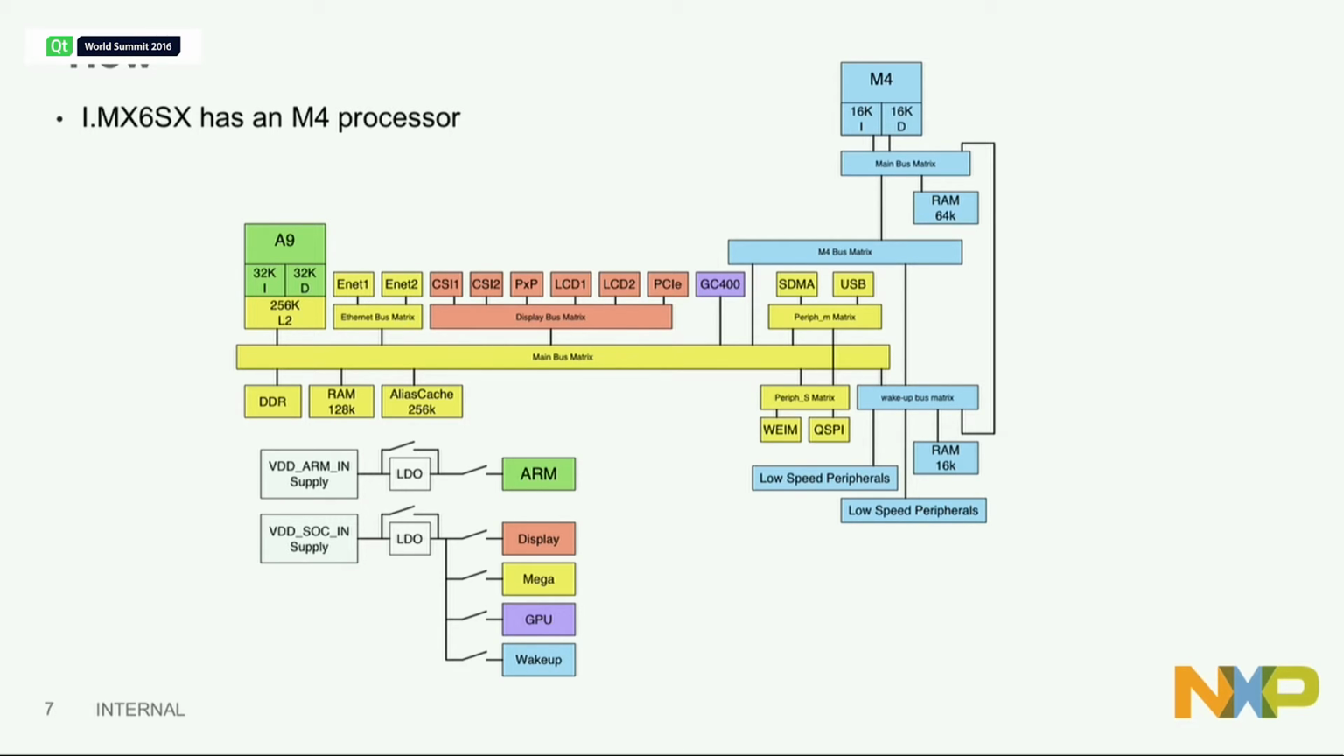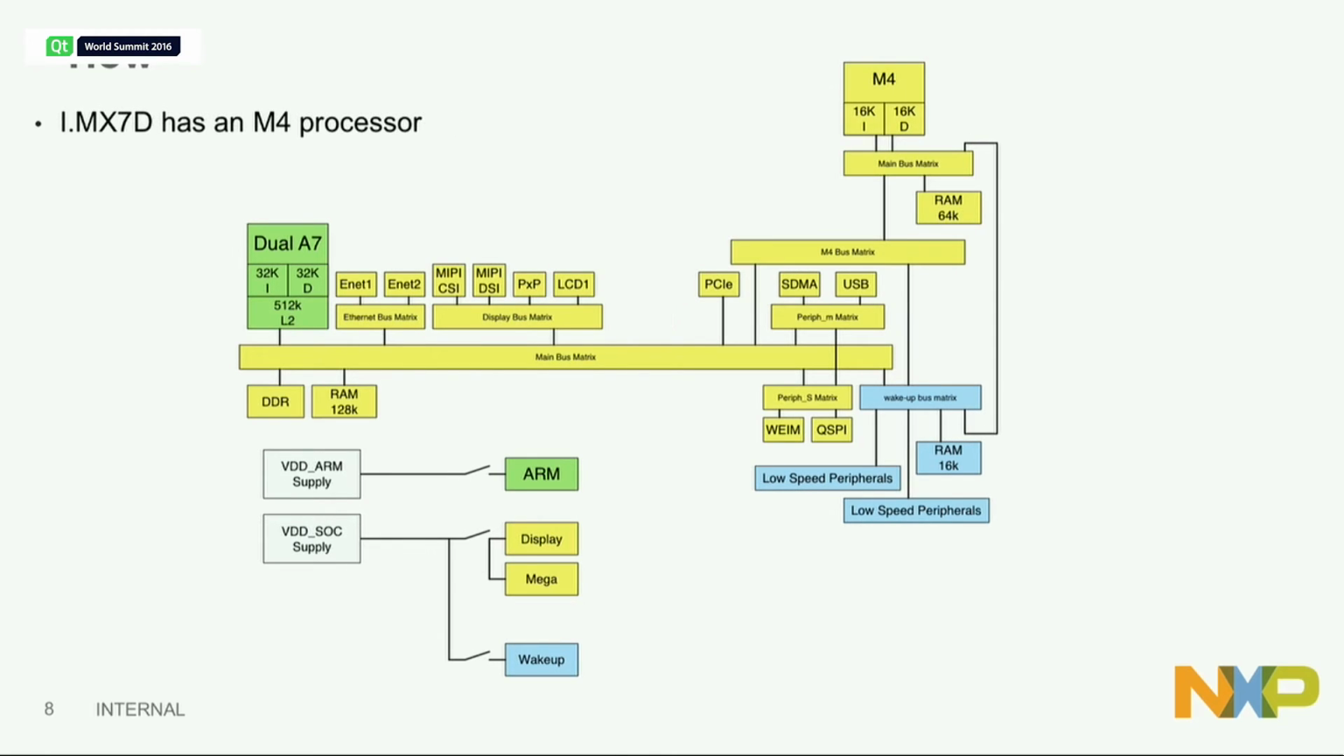But this is the SX. Go to the next one. On the 7D, we just came out with this about 6 months ago, and this is in 28 LPP, high-K metal gate. What does that mean? It means it's going to be lower power for you guys. The gates are not polysilicon anymore; they're actually metal, so it's a much better way to get fields into the channel. This is a little bit different architecture. The M4 now sits on this fast domain, so it can go super fast, but it still has access to everything else.